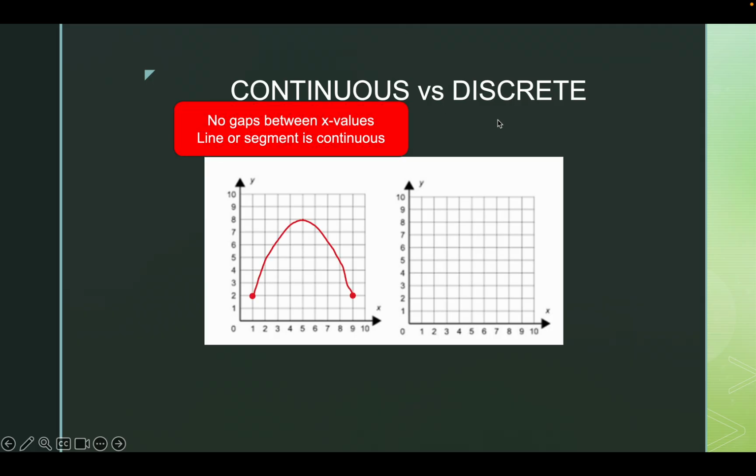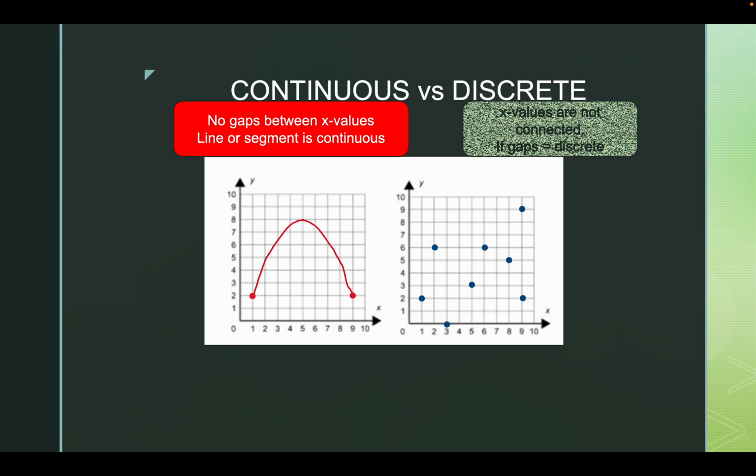Continuous versus discrete. A continuous function has no gaps between x values. It can be a line or a segment. It's continuous, so from this x value of 1 to this x value of 9, all the points are continuous. There are no gaps in between. What we mean by discrete is when the x values are not connected, there are gaps. So our red graph represents a continuous function. The blue graph, with the points where the x values are not connected, is a discrete function.